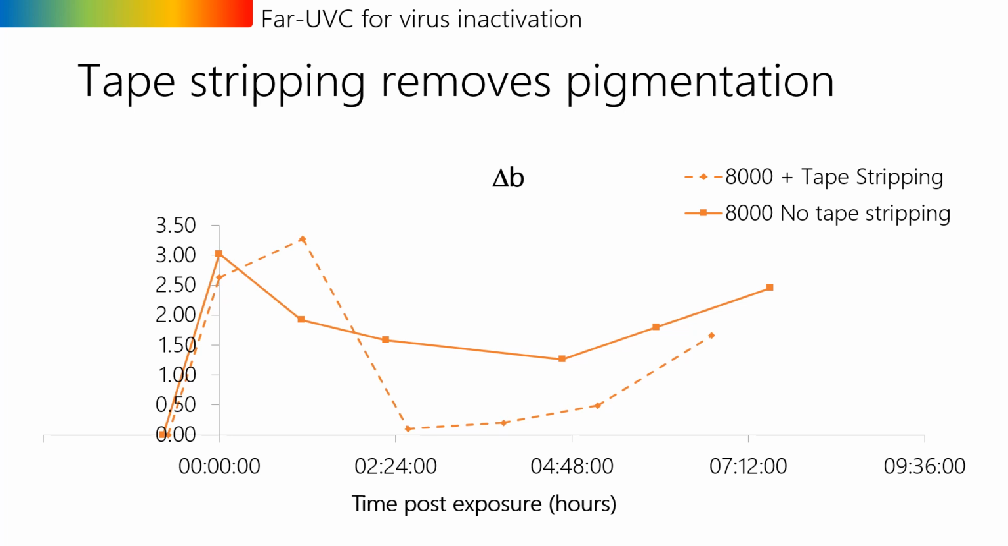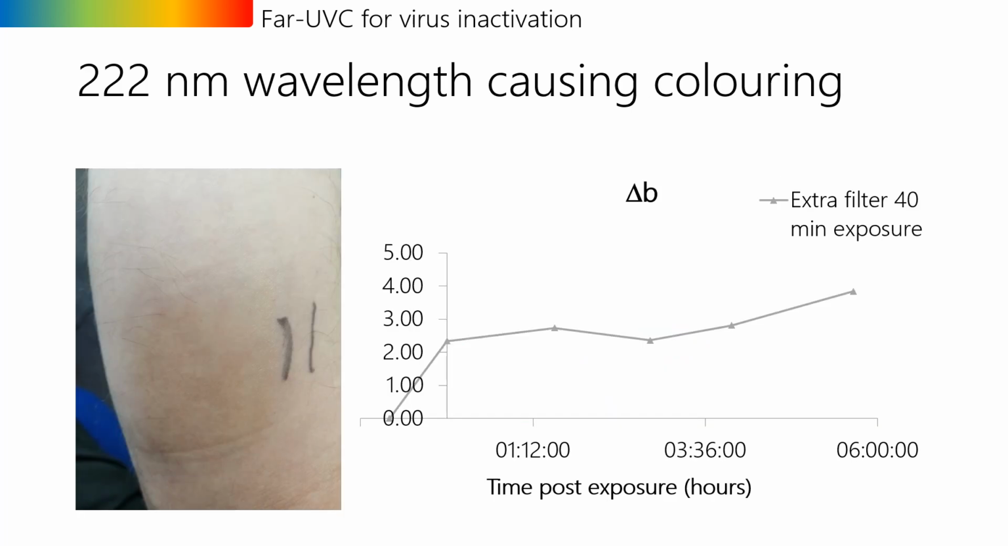It's also not entirely clear which wavelengths are causing the colouring. We initially thought it might be the lower emission UVA wavelengths that are present in the filtered Far-UVC source. But actually, when we put in additional filters to reduce the longer wavelengths even further, we still observed the colouring of the skin. So that indicates that it was most likely the 222 nanometer peak, which is being absorbed and causing that colour change. But remember, of course, that the doses that are being delivered and causing that colour change are several hundred times higher than the current exposure limits.